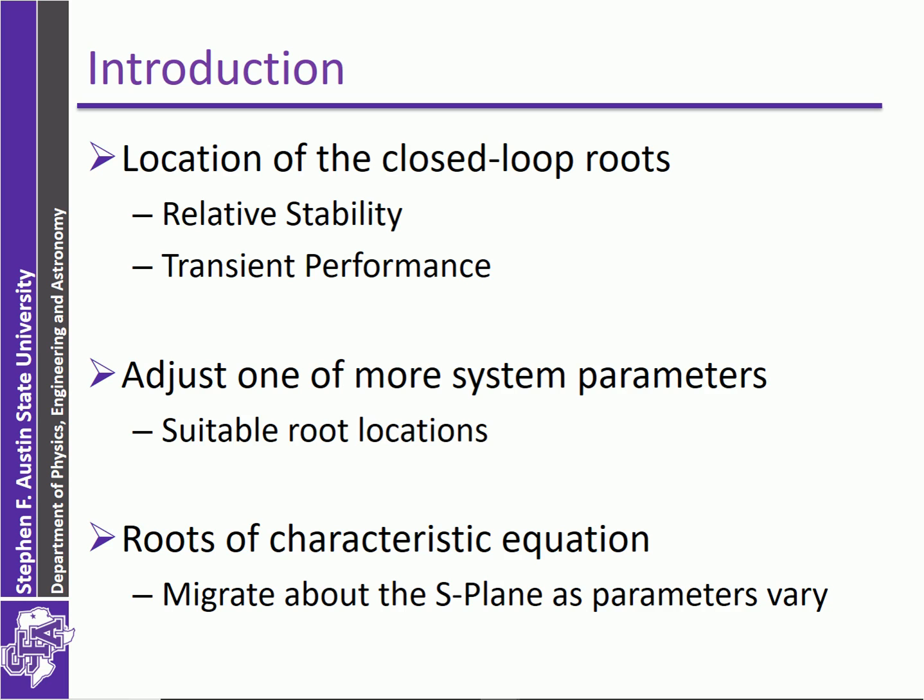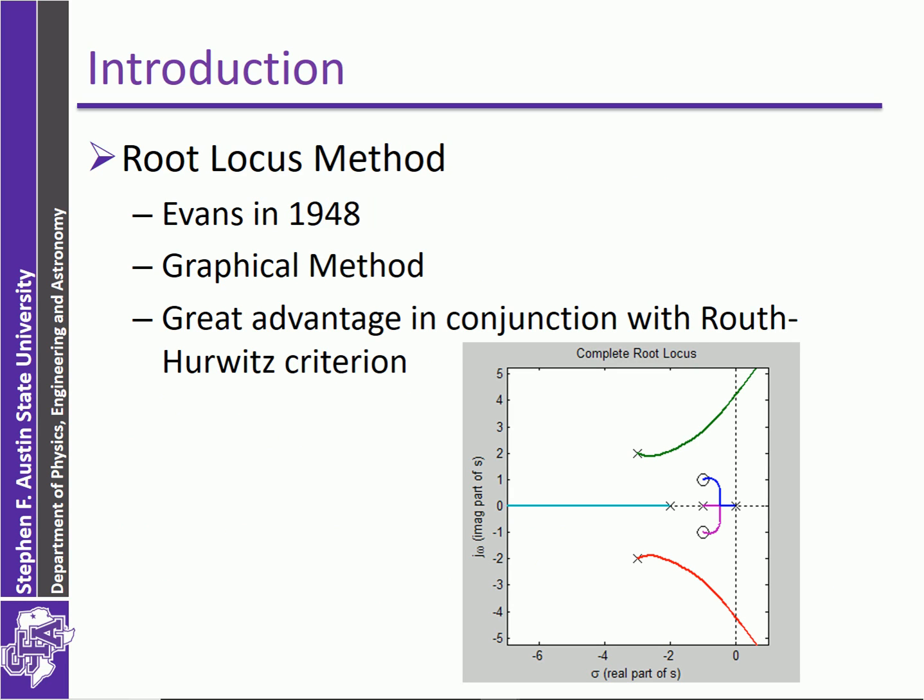Root Locus Method will allow us to find how the roots move around the S-plane when these parameters are changed. This method was invented by Evans in 1948. It's a graphical method that allows us to see how the roots move, and it's really useful when we use it in conjunction with the Routh-Hurwitz criteria.